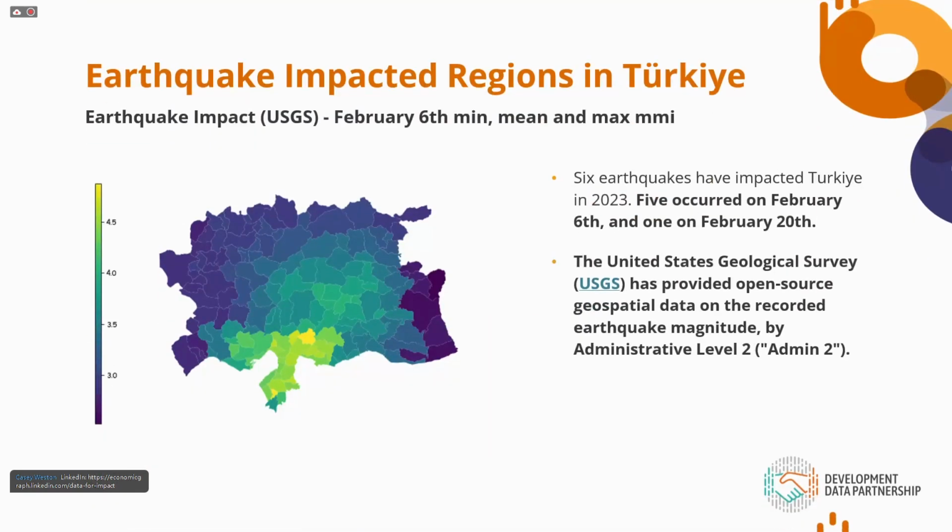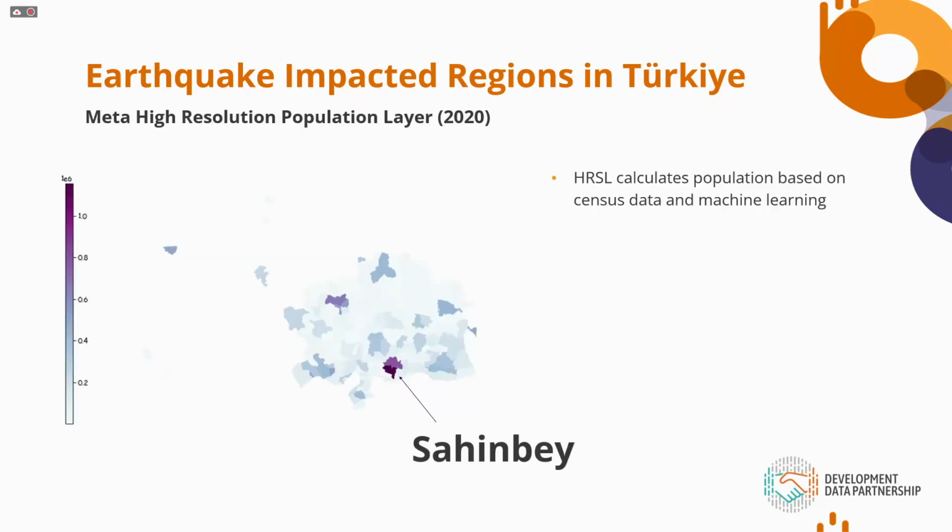So one example of a foundational data set that we used in this case was the earthquake impact data from USGS, which showed the impact in different areas of Turkey of the many earthquakes that occurred on the 6th of February and on the 20th of February. We then plotted them on a map to identify the areas which had the most amount of impact, which is in the most southern region of Turkey. And then we also started using population data sets like the one Laura was just talking about, where we use the high resolution population data from Meta, which is the data set that's publicly accessible. And we noticed that one of the more impacted areas of the earthquake, which is Sahin Bay, is actually very highly populous.